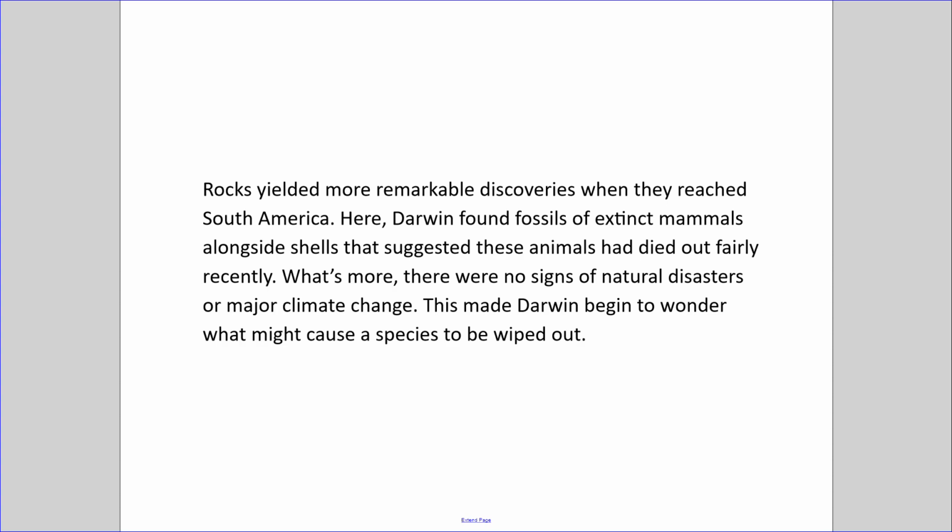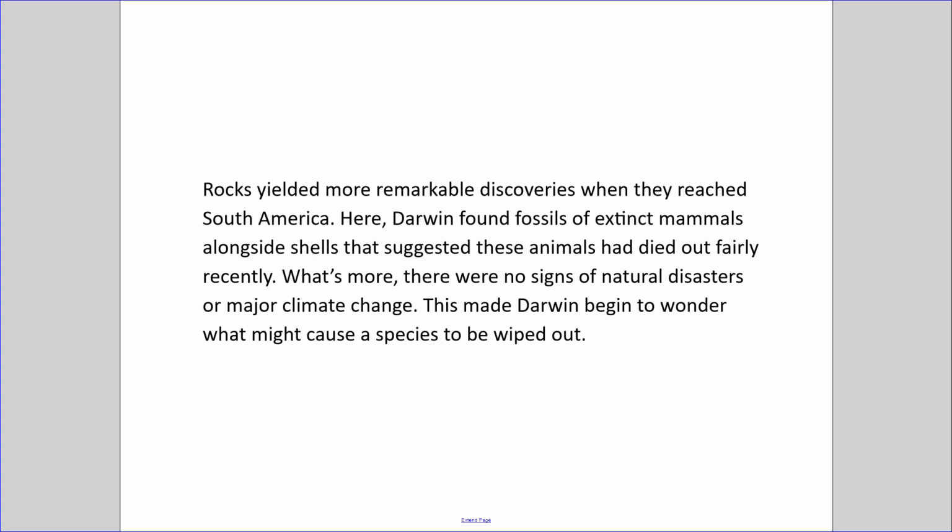Rocks yielded more remarkable discoveries when they reached South America. So when they got to South America, they looked at the rocks and they found more fascinating things. Here, Darwin discovered fossils of extinct mammals alongside seashells that suggested these animals had died out fairly recently.